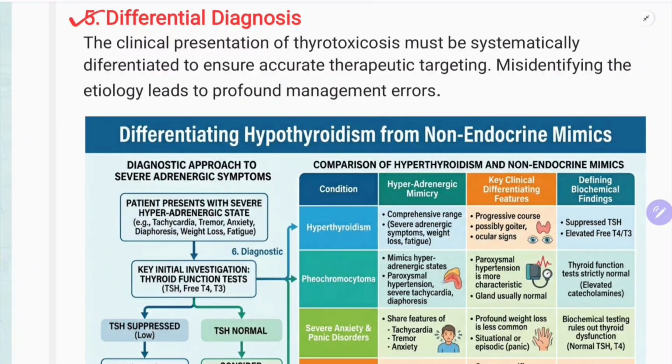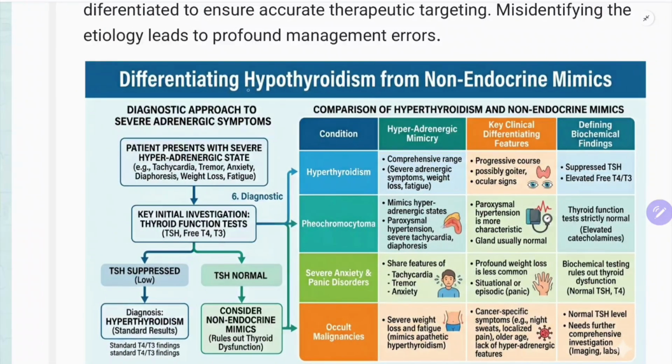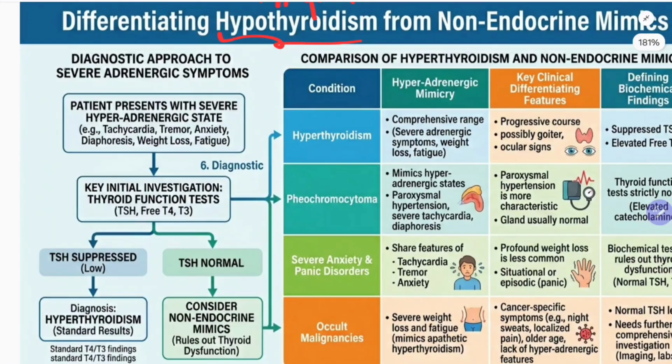The clinical presentation of thyrotoxicosis must be systematically differentiated to ensure accurate therapeutic targeting. Misidentifying the etiology leads to profound management errors. So, differentiating thyrotoxicosis from non-endocrine mimics. What should be the approach? The diagnostic approach to a patient presenting with severe adrenergic symptoms.